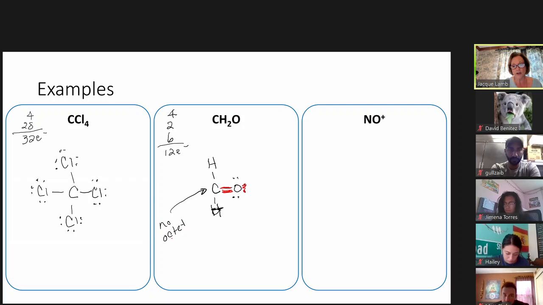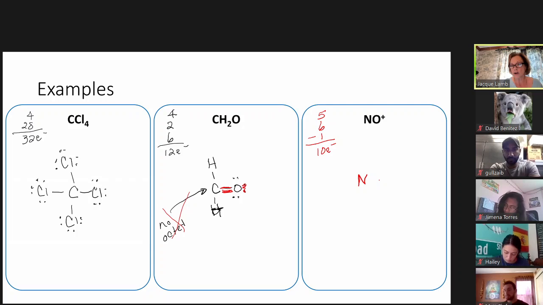So let's do one more. I have NO+. I have 5 electrons from nitrogen, and I have 6 electrons from oxygen, and I'm going to subtract 1 for the charge. So my structure should have 10 electrons. So I'm going to put N and O together. I've used 2. That means I have 8 electrons that I can put around.